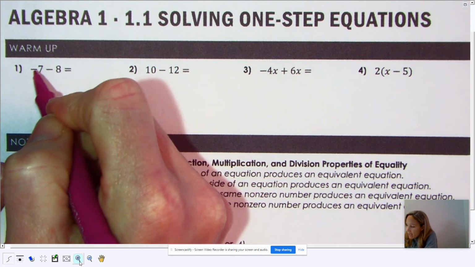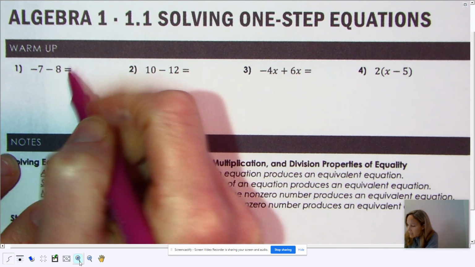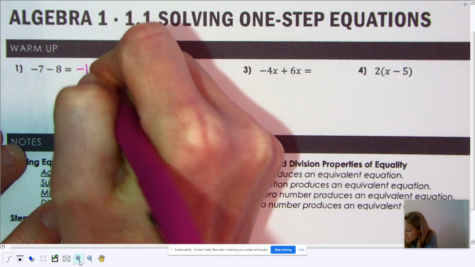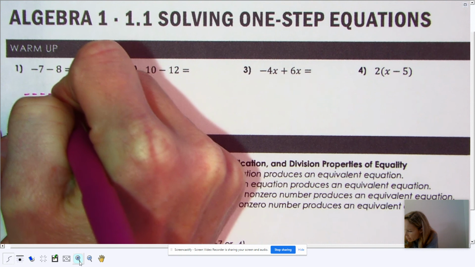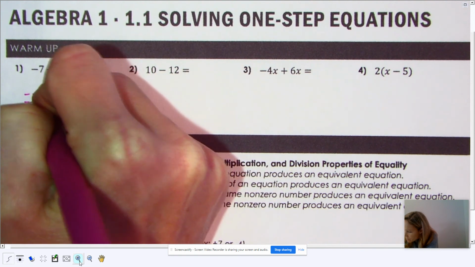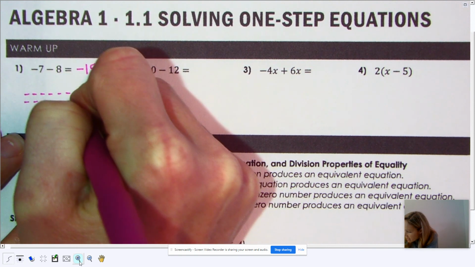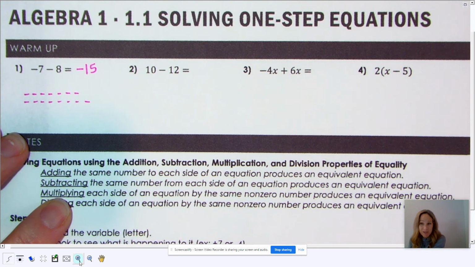Remember that when we have 7 negatives and 8 negatives, that makes 15 negatives all together. You can think about putting it like this: 1, 2, 3, 4, 5, 6, 7 negatives, 1, 2, 3, 4, 5, 6, 7, 8 negatives. None of those cancel because they're all the same sign. So you would just count how many negatives you have all together.